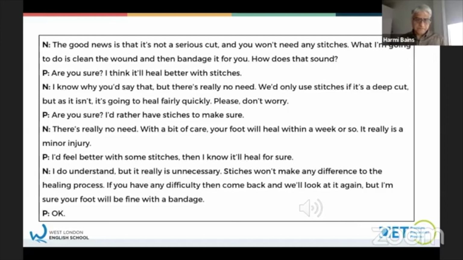I'd rather have stitches to make sure. There's really no need. With a bit of care, your foot will heal within a week or so. It really is a minor injury. I'd feel better with some stitches, then I know it'll heal for sure. I do understand, but it really is unnecessary. Stitches won't make any difference to the healing process. If you have any difficulty, then come back and we'll look at it again, but I'm sure your foot will be fine with a bandage. Okay.